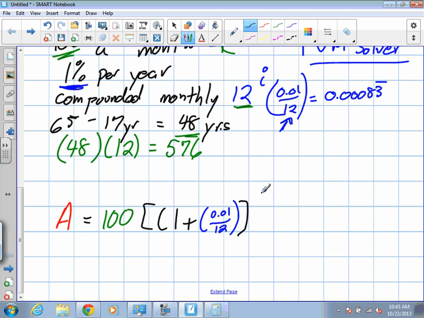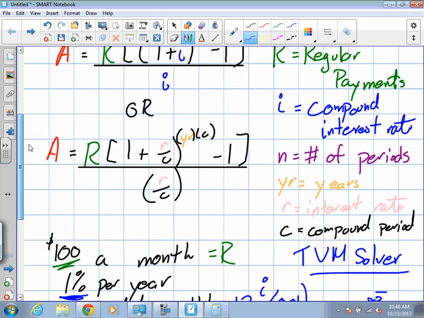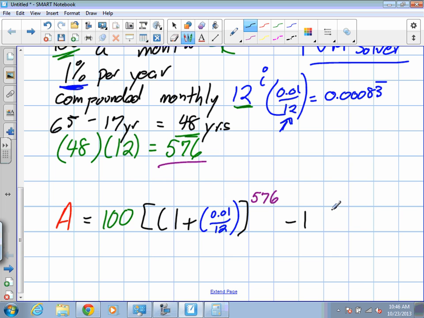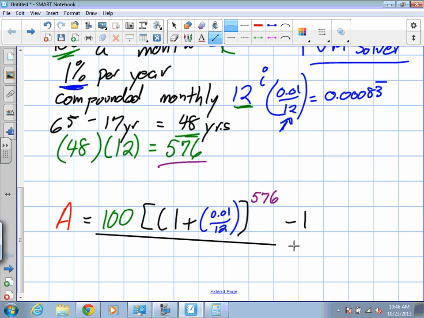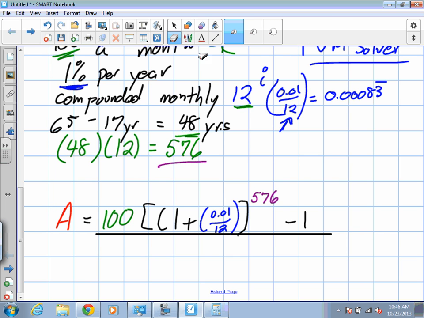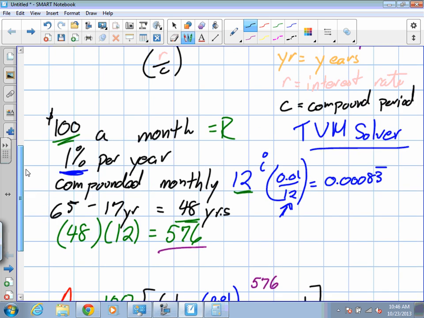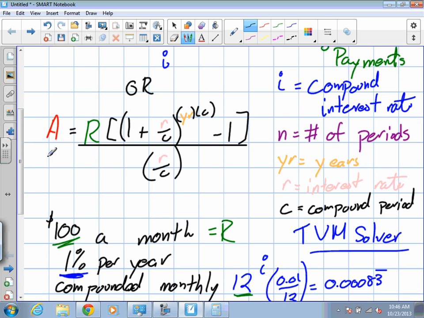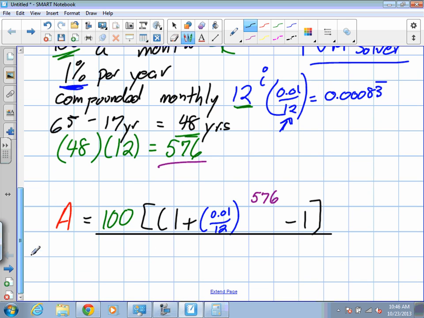What was n? It was the number of periods. How many times were we going to do this over the life of the annuity? 576. So this is a huge power. 576. And at the very last, we subtract 1. Okay? And all of this is divided by... Sorry, this bracket's in the wrong spot here. Okay, it should be like that. Do we have that all set up properly? Yes, good. Finally, it's all going to be divided by 0.01 divided by 12.